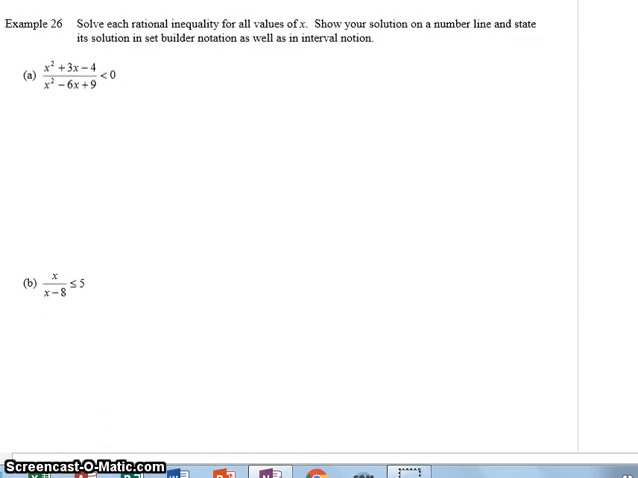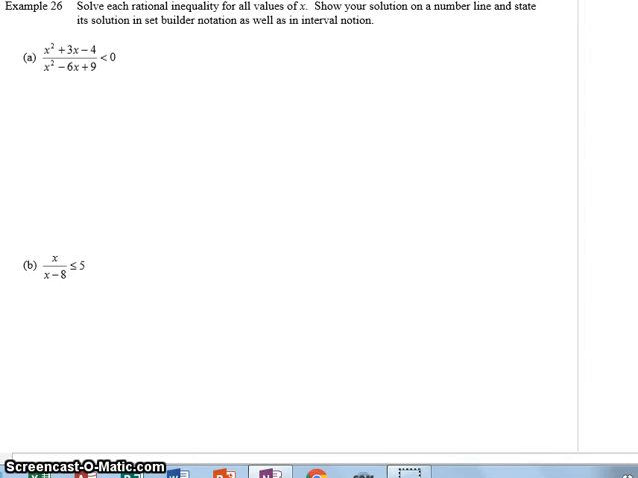All right? So now, here we go. So this one is set equal to 0. Okay, so pay attention to that. So example 26 says, solve each rational inequality for all values of x. Show your solution on a number line and state its solution in, it wants it in set builder again, and interval notation. Okay, so remember, you set the numerator equal to 0. Okay, that's what we did before. So numerator equal to 0.